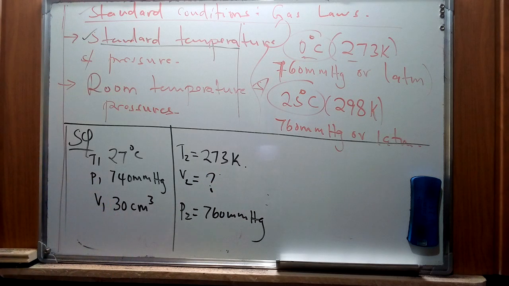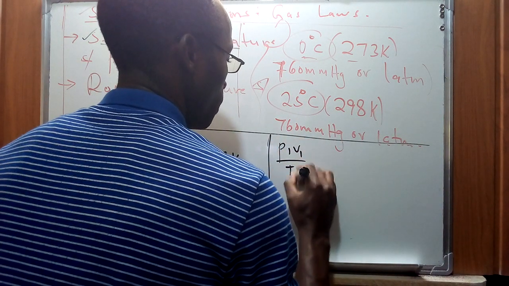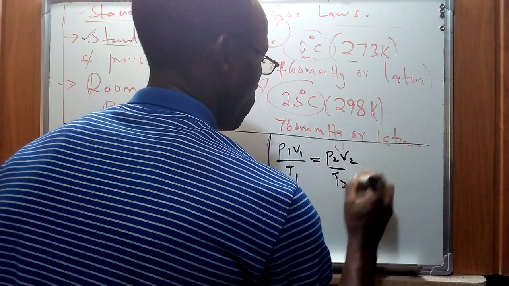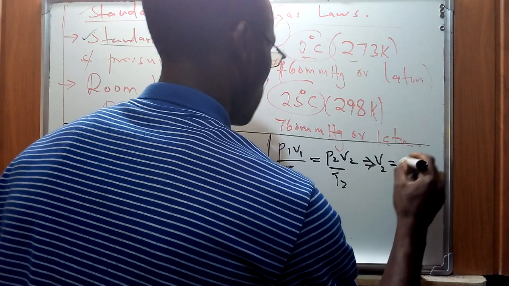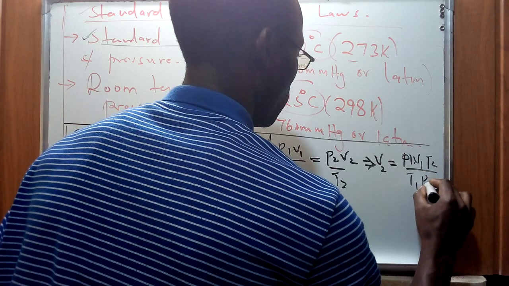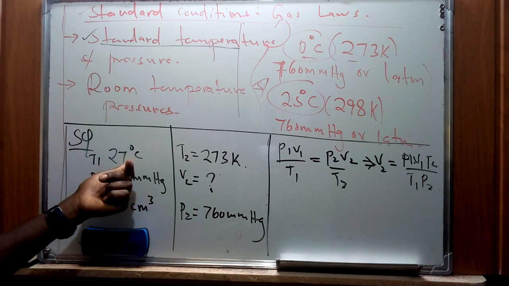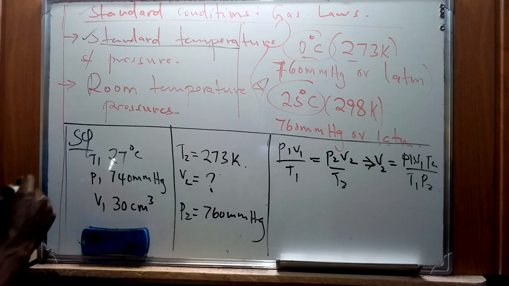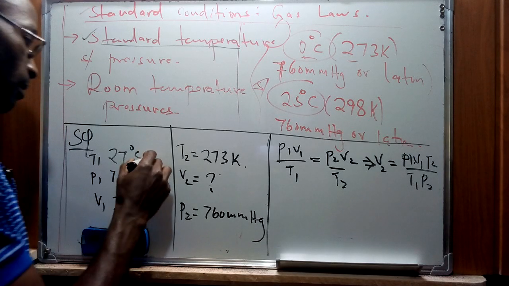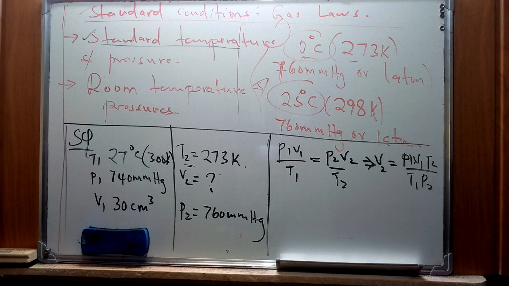We're being asked to find V2. As I said, we want to quote the combined gas law: P1 V1 over T1 equals P2 V2 over T2. Therefore V2 will be given as P1 V1 T2 all over T1 P2. We're going to do a substitution from the figures we've been given. But first we have to convert the first temperature to absolute temperature. At 27 degrees centigrade, this is going to be 300 kelvins, and temperature 2 is already in its absolute value. So therefore we're going to do a substitution.